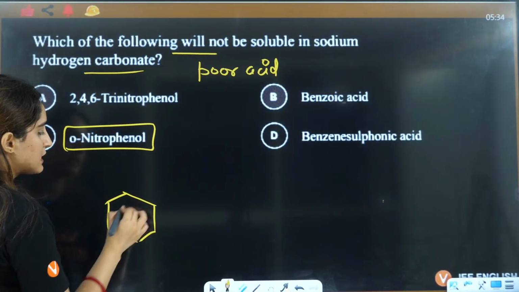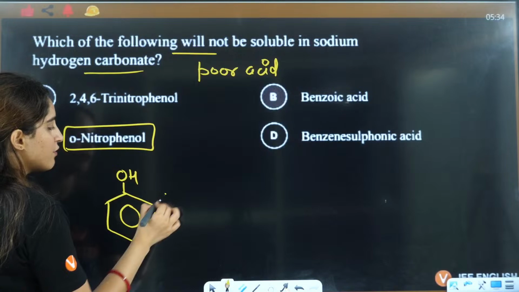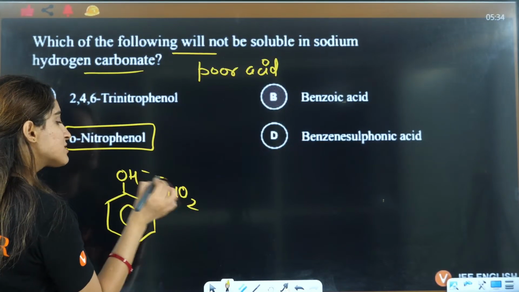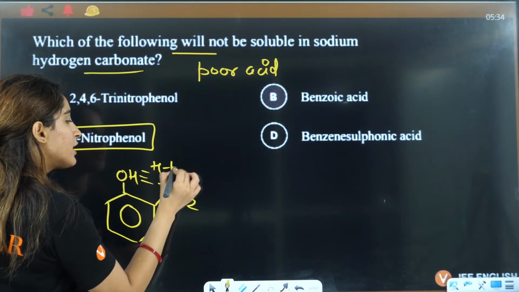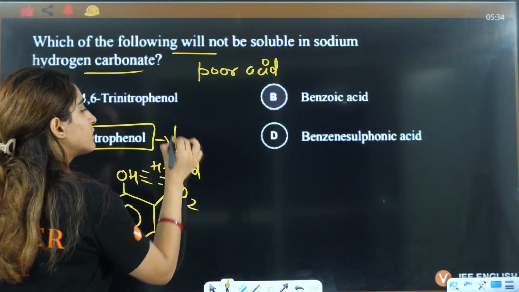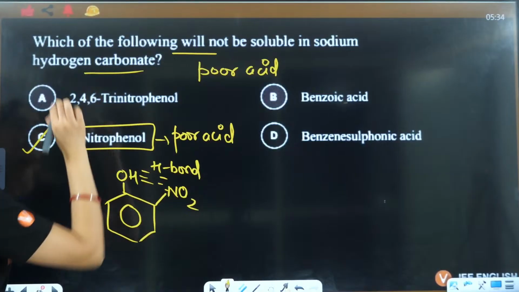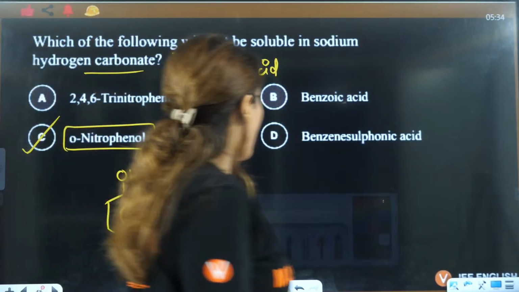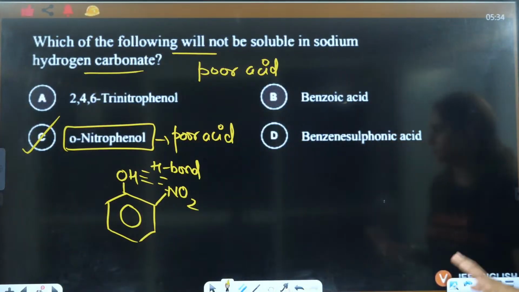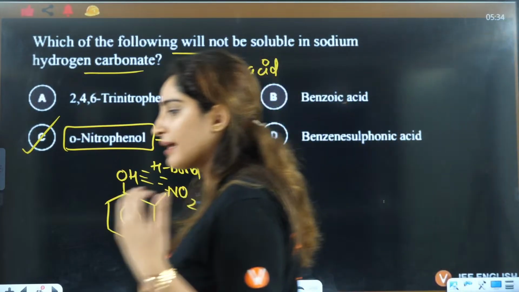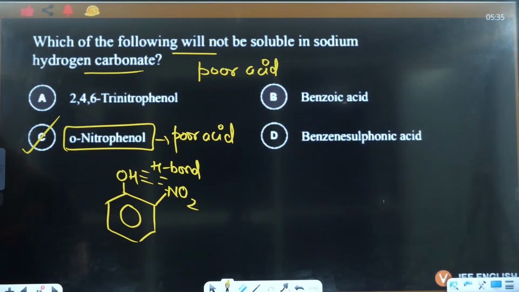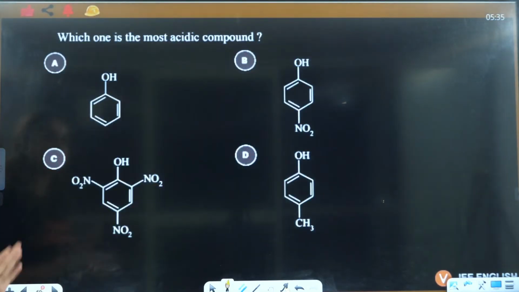orthonitrophenol, right? Because of this hydrogen bonding, it will be a very poor acid. That is the reason it will not show the reaction, it will not be soluble in NaHCO3. So indirectly they are asking you this question here. So the answer will be C.